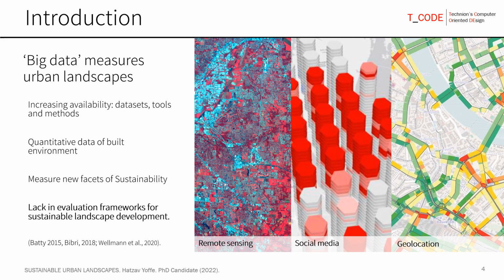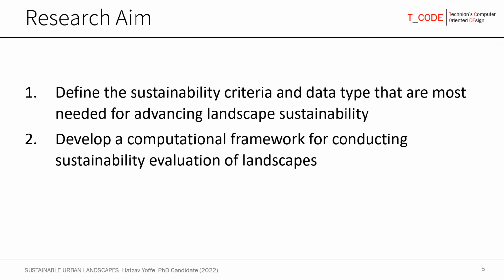In the past decade, we also witnessed an increase in the use of quantitative big data to measure numerous aspects of urban environments' performance. Although significant work has been undertaken in this field, there is still a lack of sustainable development evaluation frameworks, specifically in the context of urban landscape performance and to measure landscape development. The research aims of this study are to define sustainable criteria and data types that are most needed for advancing landscape sustainability, and then to develop a computational framework for conducting sustainable evaluation of landscapes.